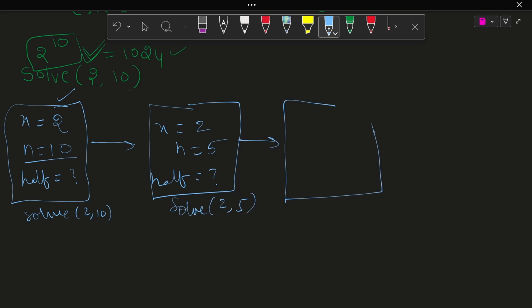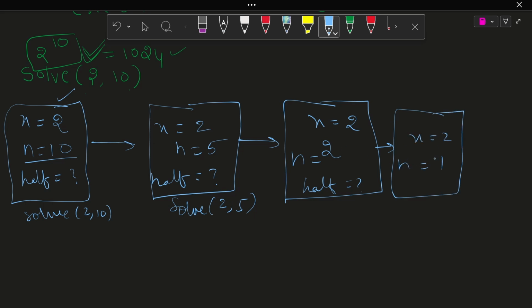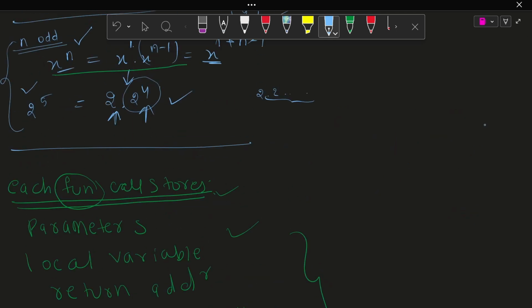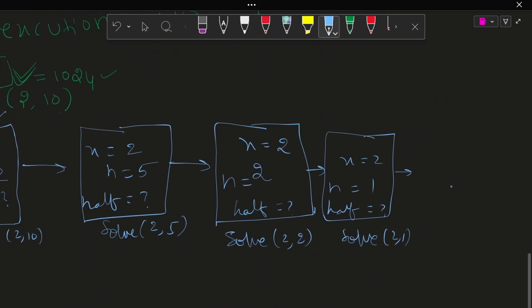Again x is 2, and n is half of 5, which is 2.5, just the integer, that is 2, and again I don't know half here. Finally, again x is 2 and n is 2 divided by 2, which is 1, and half again I don't know. Here we have solve 2 comma 2, here solve 2 comma 1, and finally once again x is 2, n is 1, and half n is 0.